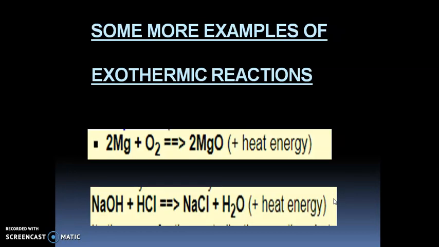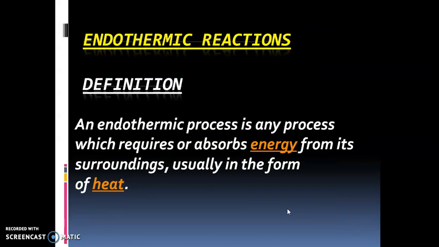Here student, you see some more examples of exothermic reactions, in which oxidation of magnesium takes place and magnesium oxide is produced as a product with heat energy. So heat energy is released out. So this is an example of an exothermic reaction. Student, let's consider this example: all kinds of neutralization reactions. A very common neutralization reaction is one in which sodium hydroxide and HCl react together to form sodium chloride and water with heat energy. So all kinds of neutralization reactions are examples of exothermic reactions because here also heat energy is released out.